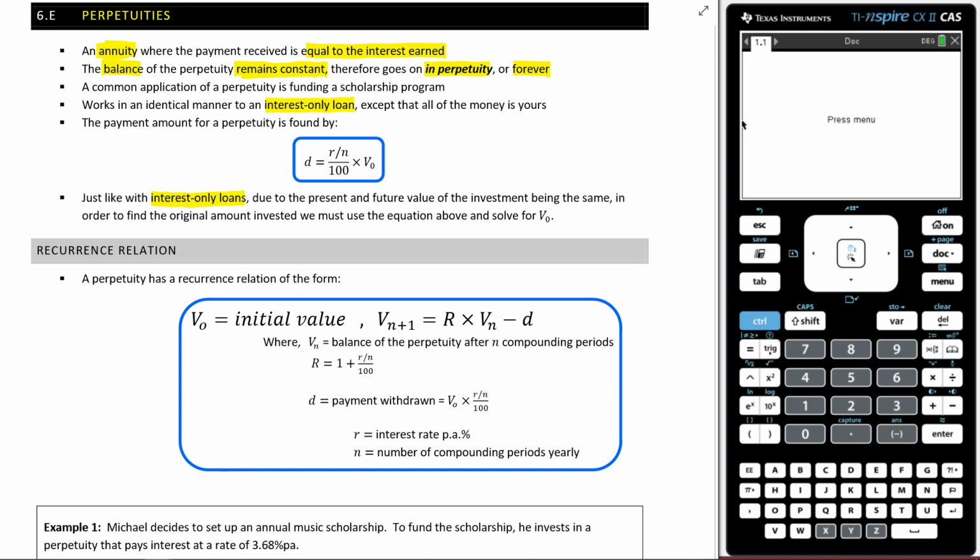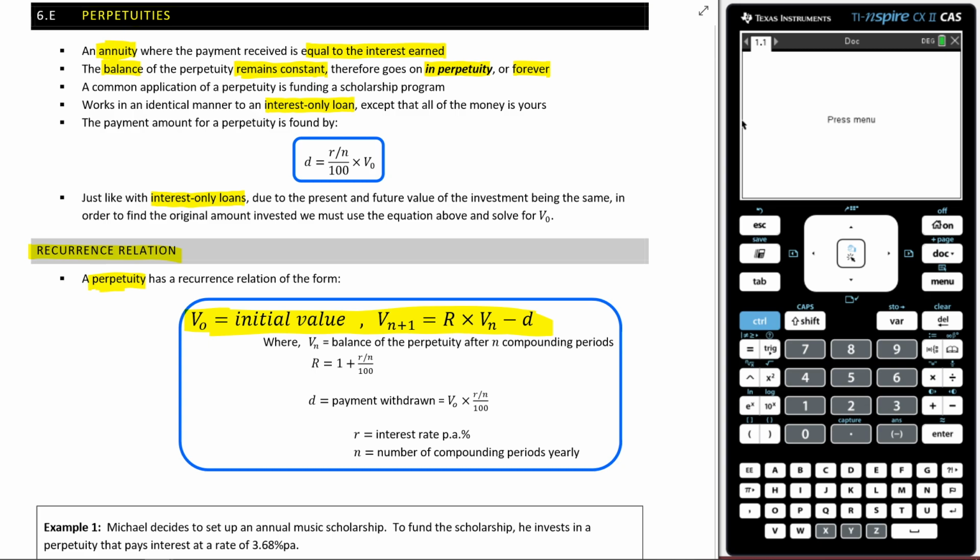Before we jump into an explanation as to what exactly a perpetuity is, because I imagine you might be a bit confused just by reading through this definition, let's just look at the recursion relation. So a perpetuity has a recursion relation of this form. And hopefully what you can notice is that this looks identical to what we've seen for reducing balance loans, for interest-only loans, for an annuity. So you can't just simply memorize it, because if you look back in your notes and see if that looks the same as everything I just listed, it does. It looks exactly the same.